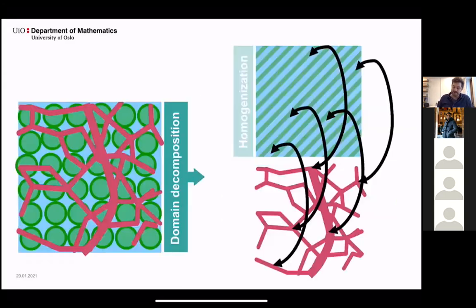So what we do is another simplification. We say we can homogenize the rest of the tissue.